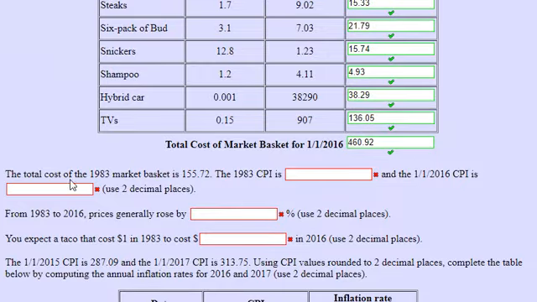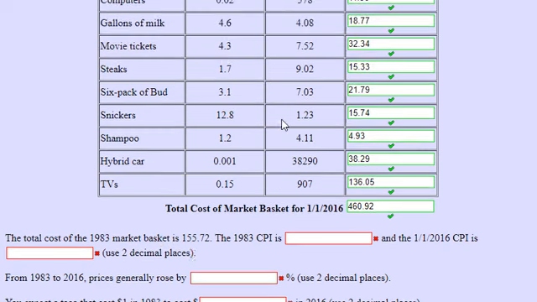Now, the total cost of the 1983 market basket. So if we go back in time to 1983, this market basket would have only cost $155.72.